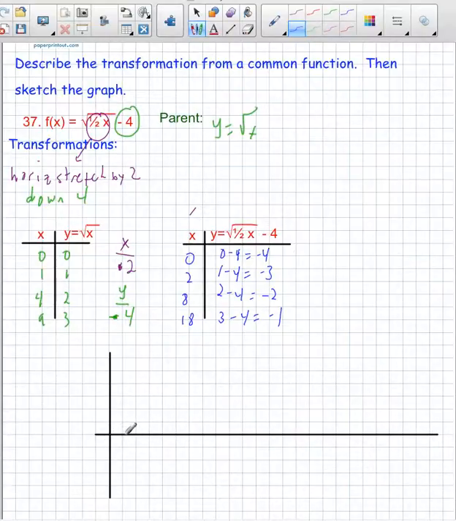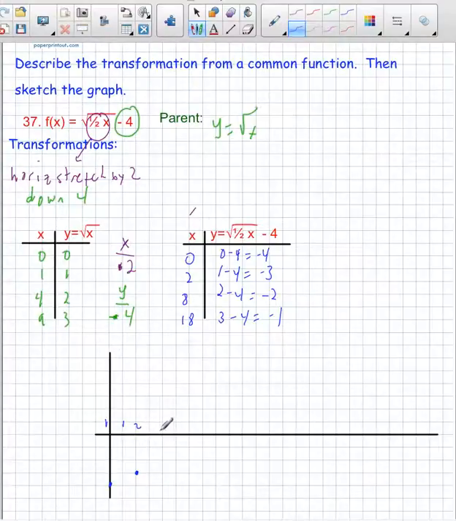So we can go ahead and we can plot these points on our transformed function. So we'd have the point 0, negative 4. Each one of these units is 1. So we should always set the scale on our graph. So 0, negative 1, 2, 3, 4. So that's our first point. We have the point 2, negative 3.